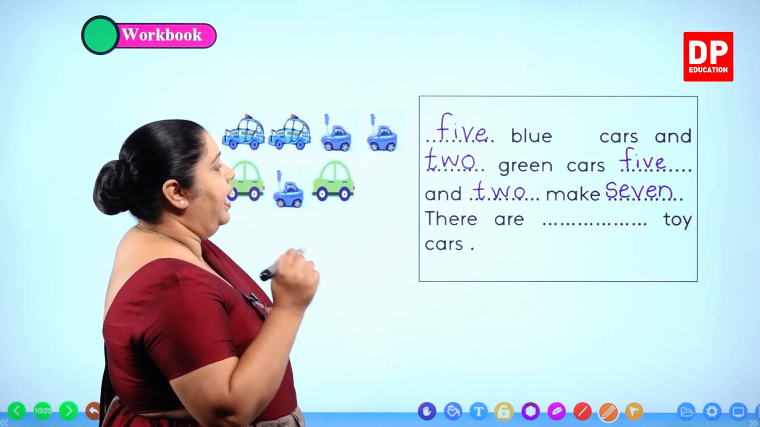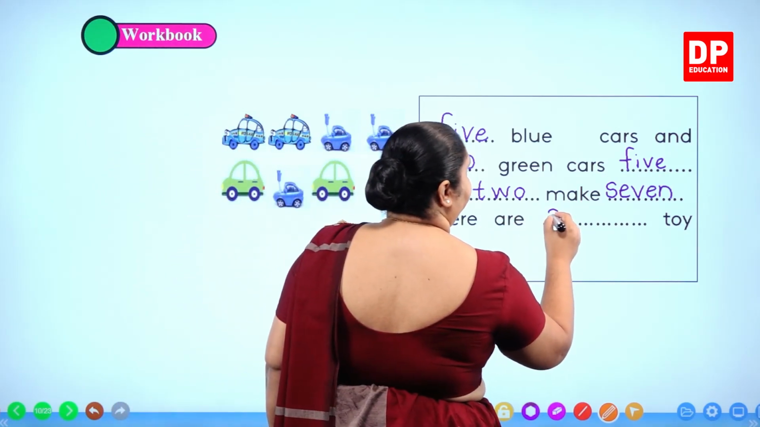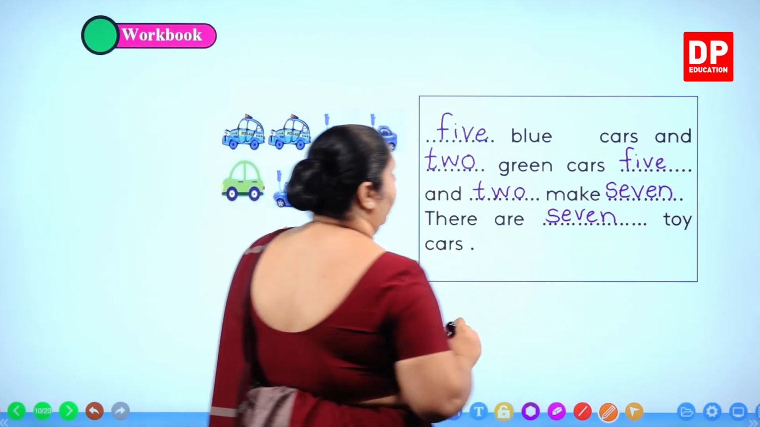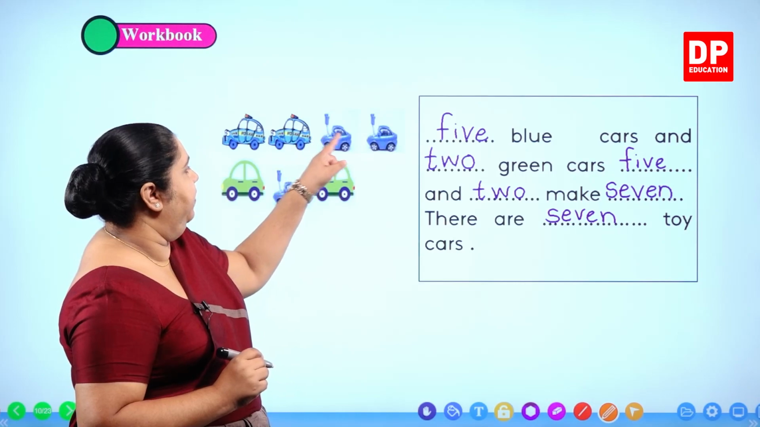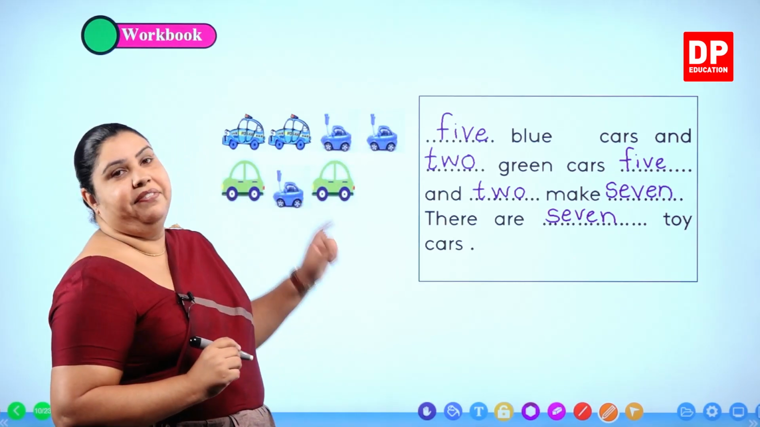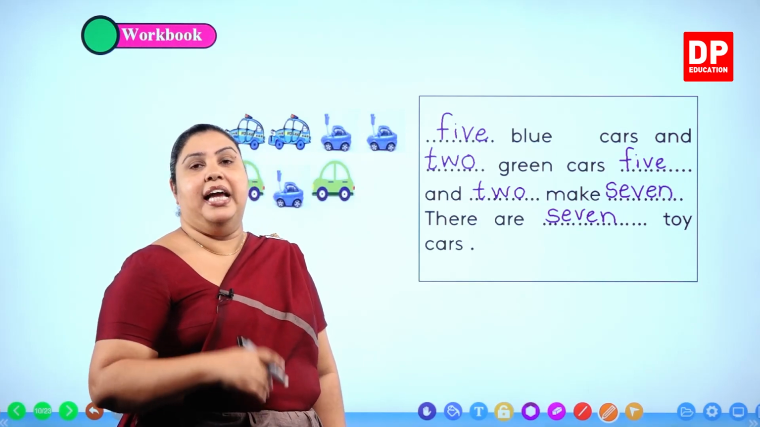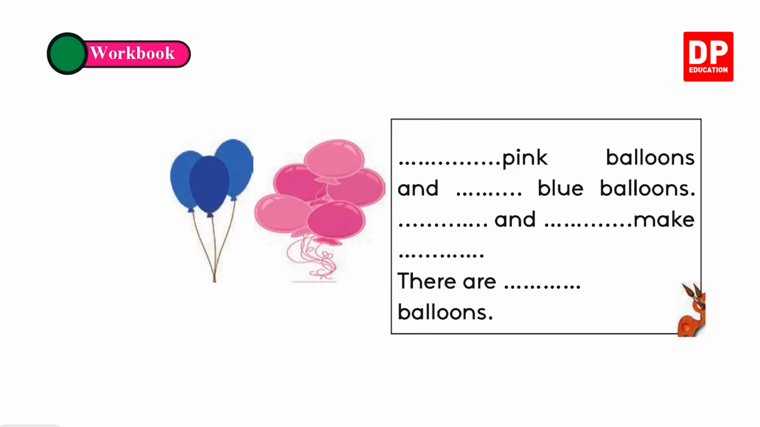So 5 and 2 make 7. There are 7 toy cars. Is that right? 1, 2, 3, 4, 5, 6, 7. So we have found the answers. So we have completed that. Let's move on to our next picture.